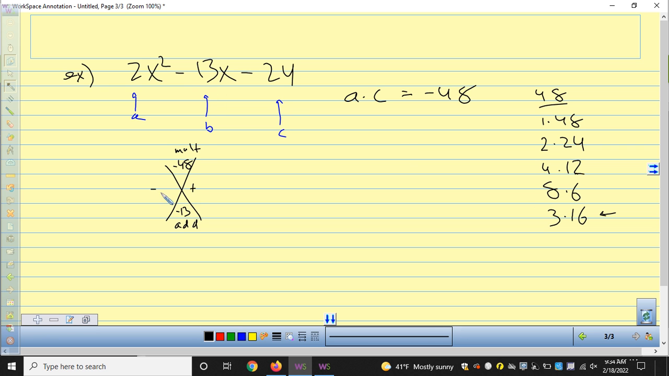Yes? I'm just a little confused. Why did you multiply A and C? So for factoring, we always multiply A times C. That's where this number comes from. Yesterday, because A was 1, this number always just turned out to be what was here. But we always multiply A times C to get this number. Okay?